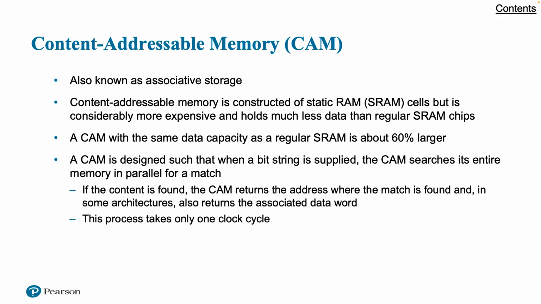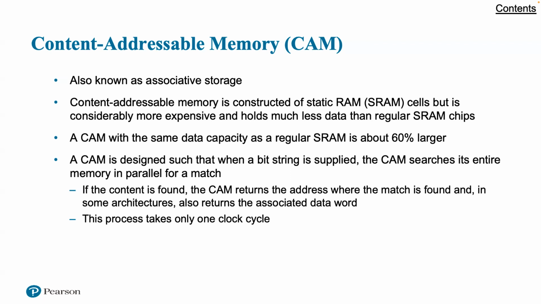Okay, let's talk about content addressable memory. Before we can talk about associative cache organization, we need to introduce the concept of content addressable memory, or CAM, also known as associative storage. CAM is constructed of static RAM, SRAM cells, which we'll get a chance to touch on a little more. But it is considerably more expensive and holds much less data than regular SRAM chips. Put another way, CAM with the same data capacity as a regular SRAM is about 60% larger.